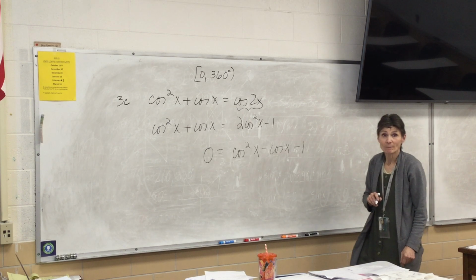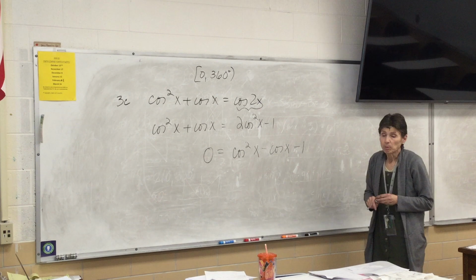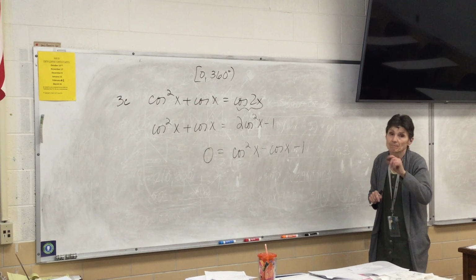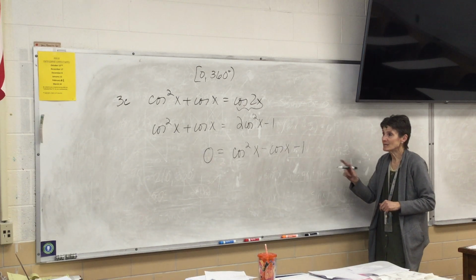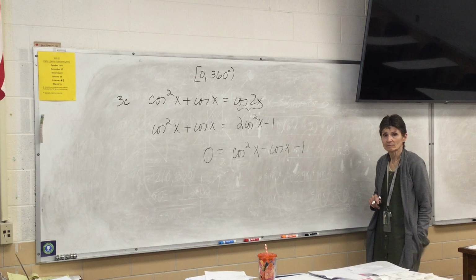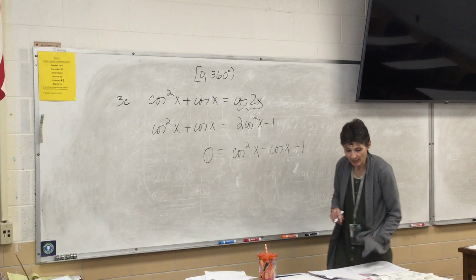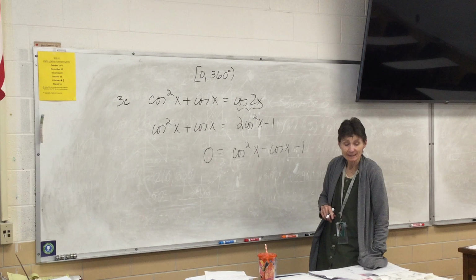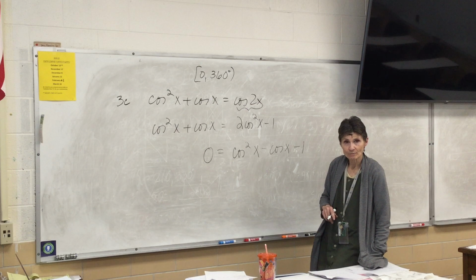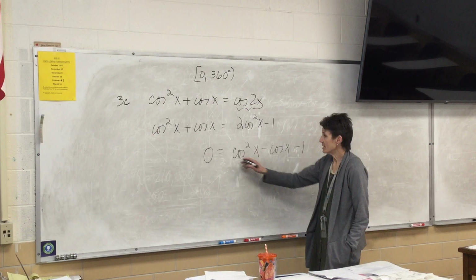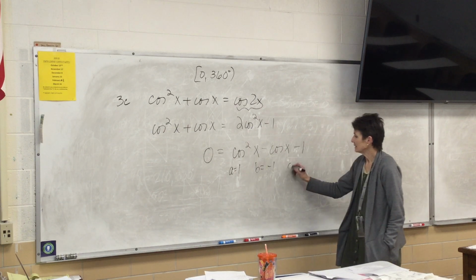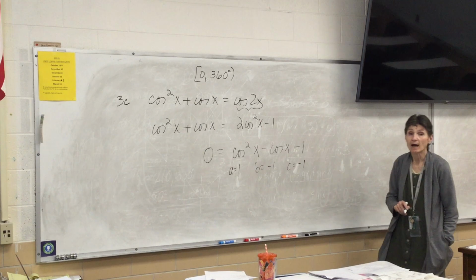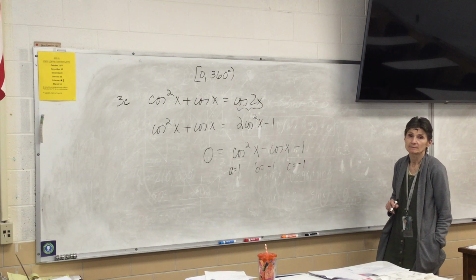Now, this is a tough problem. At this point on your quiz, you would factor that. You would set up 2 parentheses and factor it. This one does not factor. What do I do, guys, when I have a quadratic that doesn't factor? What do I have to do? Use the quadratic formula. So A is 1, B is -1, and C is -1. I'm going to use the quadratic formula.